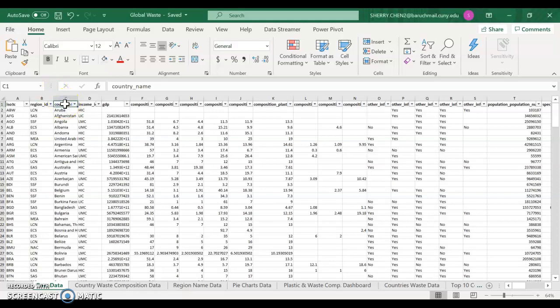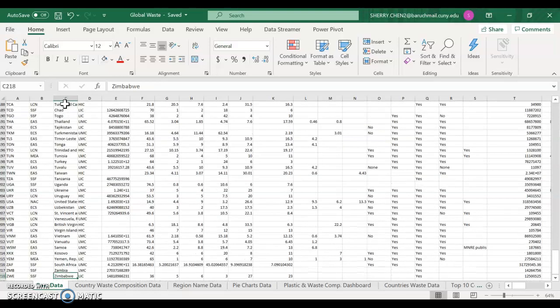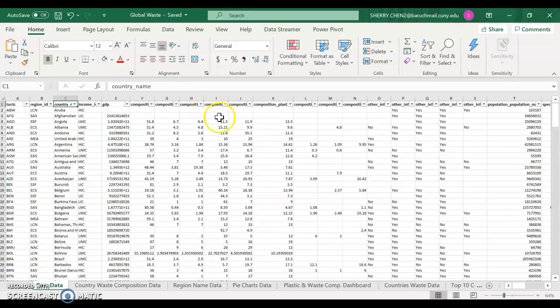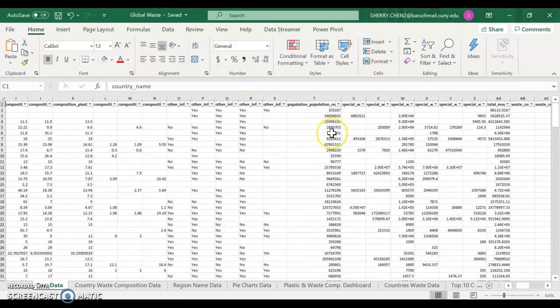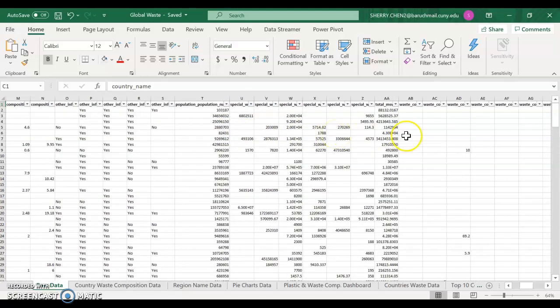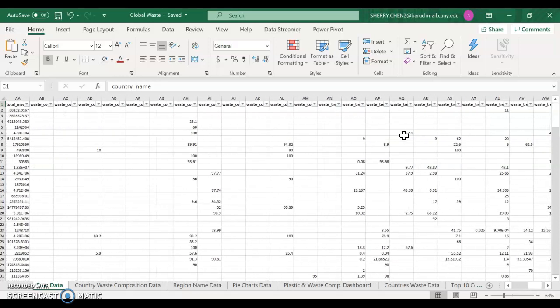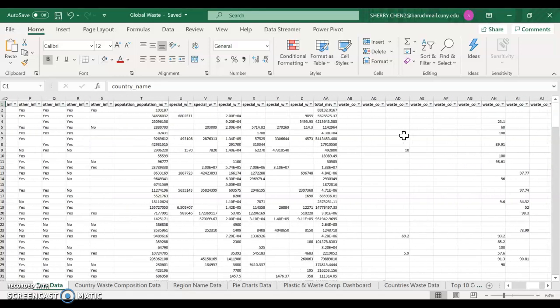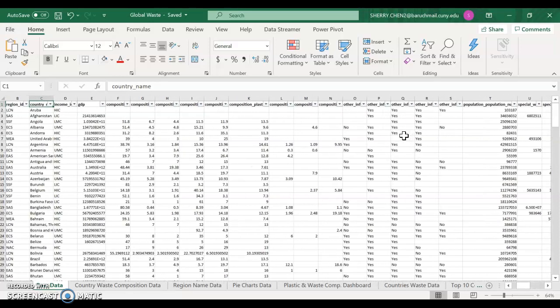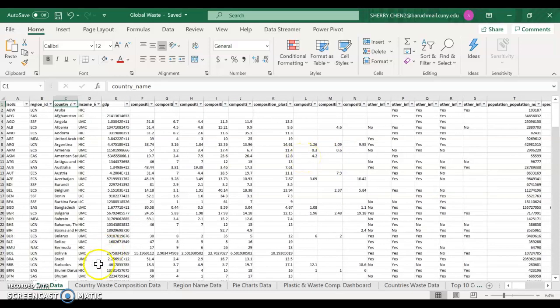As you can see in this Excel spreadsheet, it is a very comprehensive and large data set with over 200 countries. It also includes a breakdown of the composition of the type of waste in percentages, as well as other information, population size, special waste, etc. So not necessarily all this information was needed for my research.